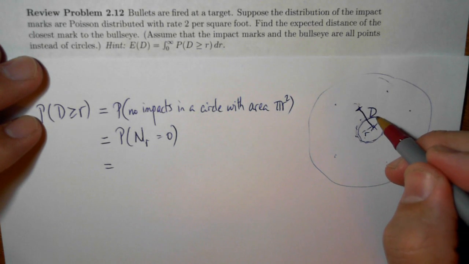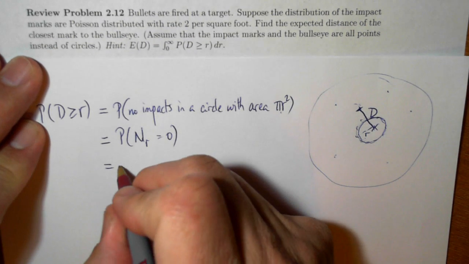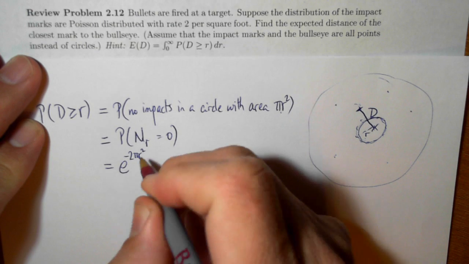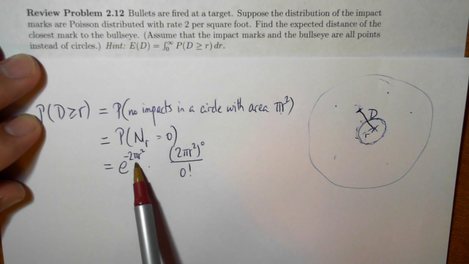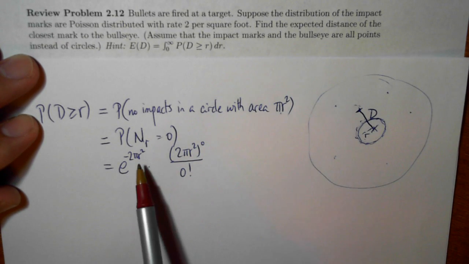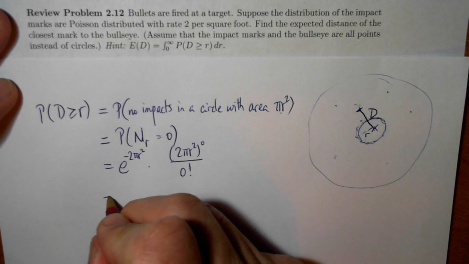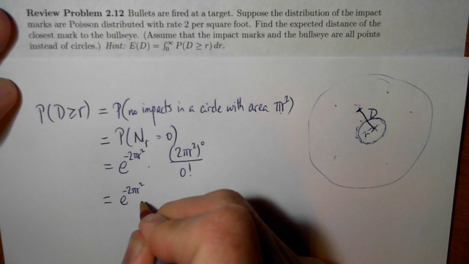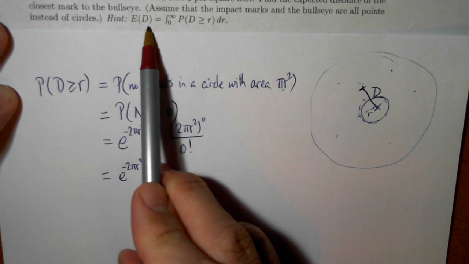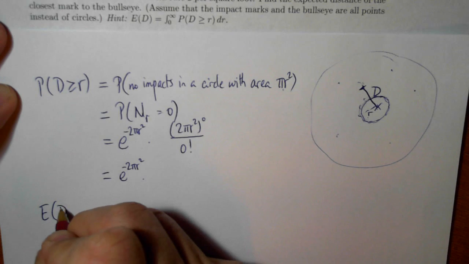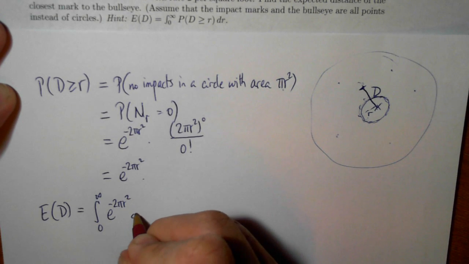Now the area of the circle is pi r squared. There's 2 hits per square foot, and so this will be equal to e to the minus 2 pi r squared times 2 pi r squared to the 0 over 0 factorial. Because the number of hits inside of the circle will have Poisson distribution with parameter 2 pi r squared, 2 times the area of the circle. And so that's equal to e to the minus 2 pi r squared. So that's the probability that d is greater than or equal to r. And therefore, by the tail sum formula, the expected value of the distance is equal to the integral from 0 to infinity of e to the minus 2 pi r squared dr.